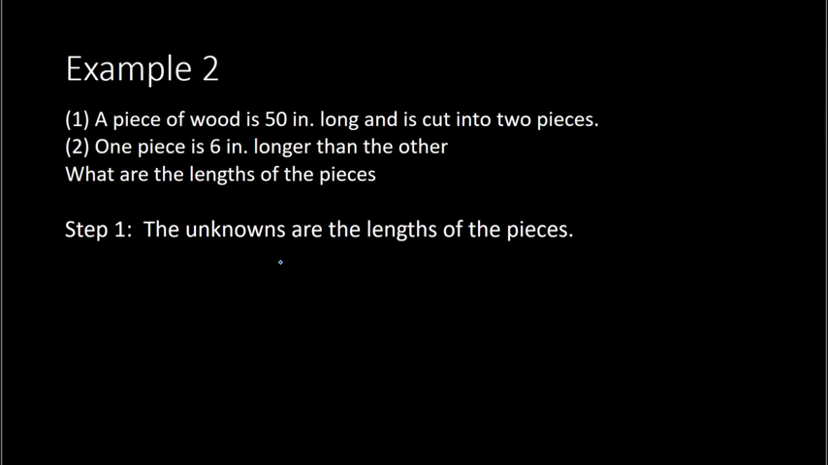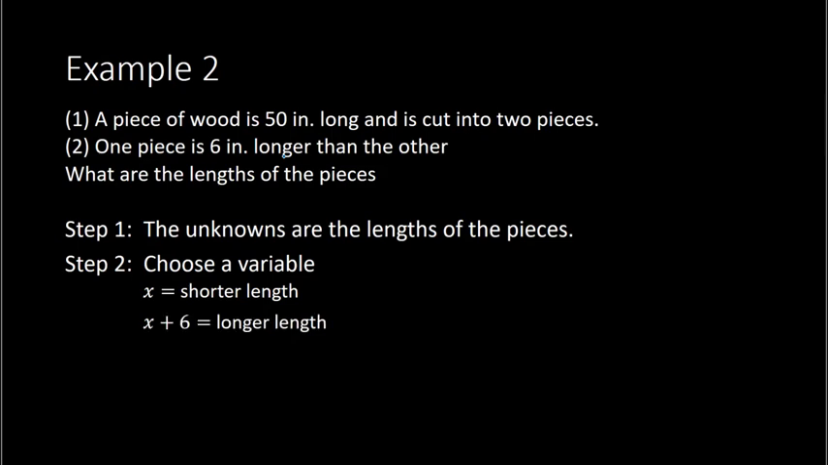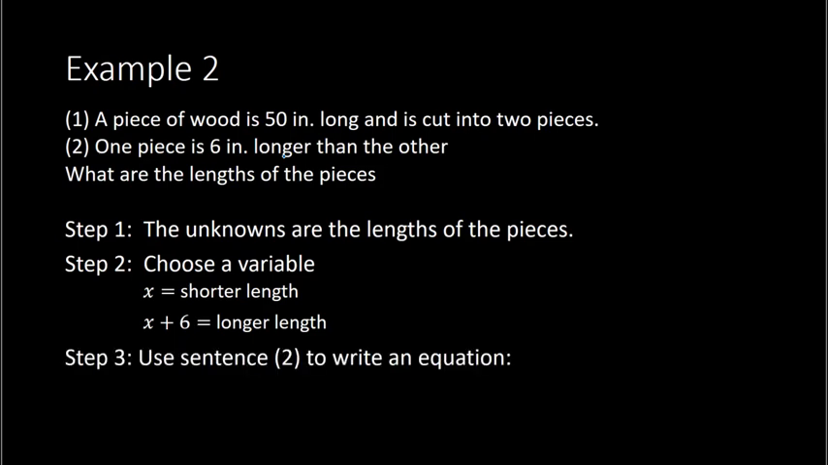So now that we have our unknowns, we can then choose a variable to represent the unknowns. So we have a shorter piece and a longer piece. So if we let x equal the shorter piece, then the longer piece, it says, is 6 inches longer. So we take the shorter length of x and add 6 to it, and that gives me the longer length. So my shorter length is x, and the longer length is x plus 6. So now that we have the variables established, we can then finish off by writing our equation.